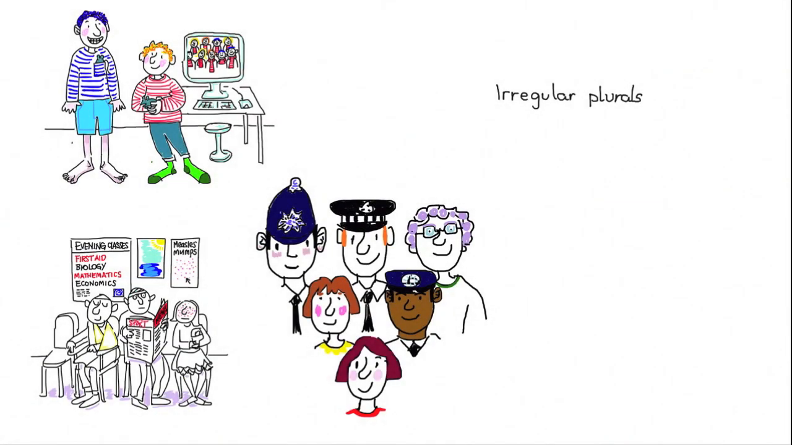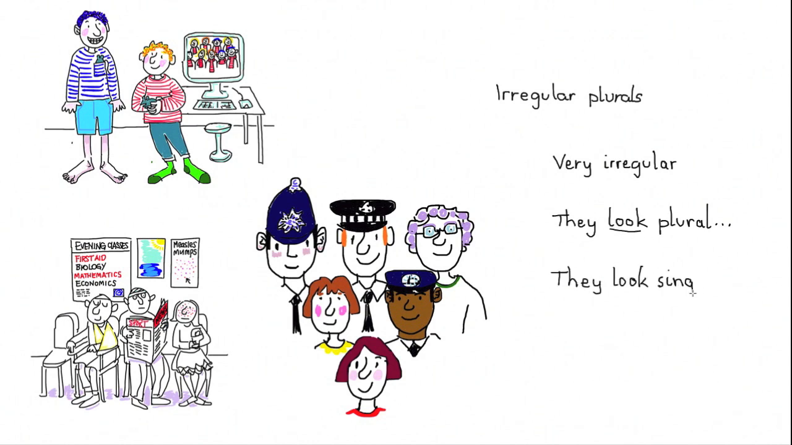Hello, this video is about irregular plurals. First of all, the very irregular ones, which there are half a dozen, then the ones that look plural, I just underlined look there, because they're not really, and the ones that look singular. I'll just underline look again because they're not really. Hope you enjoy it.